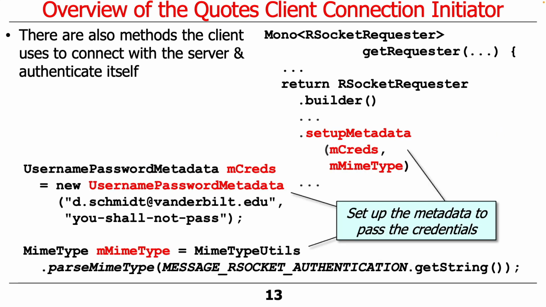We also set up the metadata. This is where we put the information about who we are, our username and password. Again, you wouldn't typically hard code passwords into code, just to show you how to work it. And then we also put the MIME type indicating this is an authentication string. So that goes as metadata with this request.